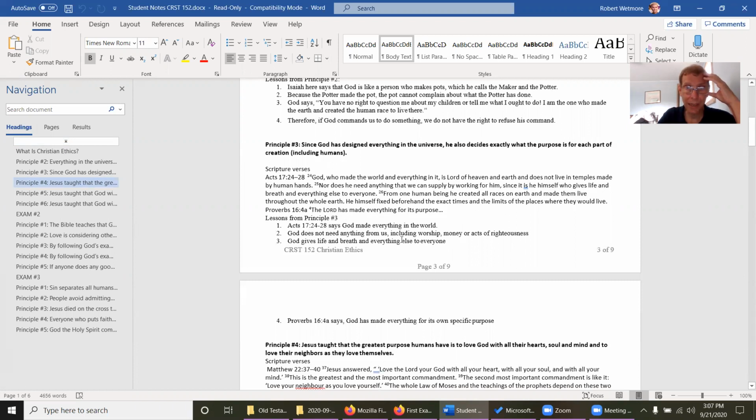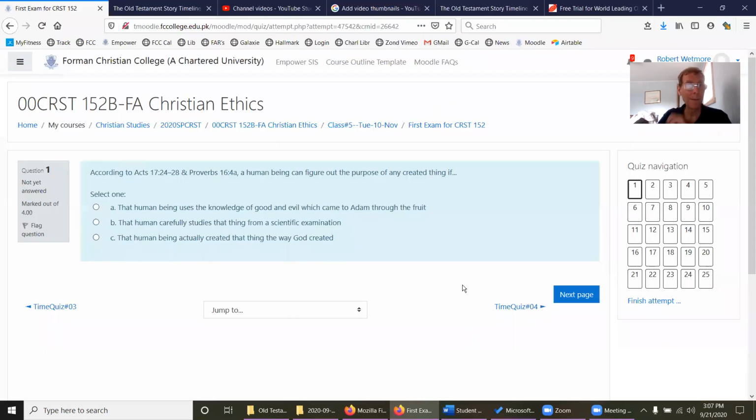2, God does not need anything from us. 3, God gives life and breath to everything and everything else to everyone. 4, God has made everything for its own specific purpose. The question says, a human being can figure out the purpose of any created thing if that human being uses the knowledge of good and evil which came to Adam through the fruit. That human carefully studies the thing from a scientific examination. That human being actually created the thing the way God created it.